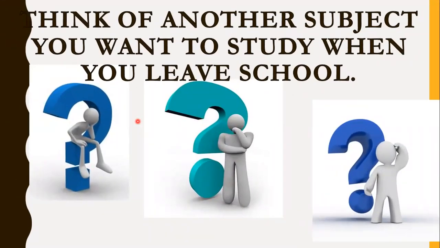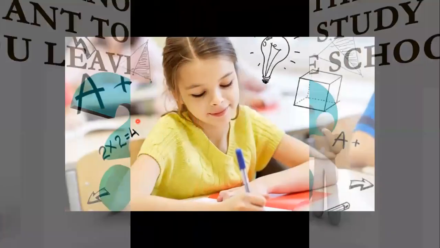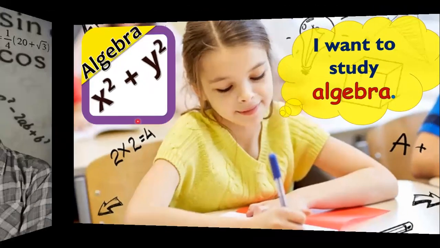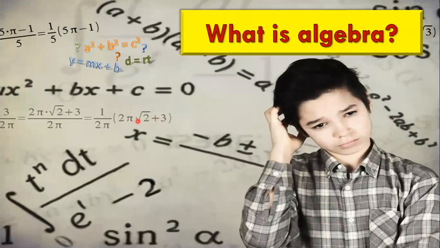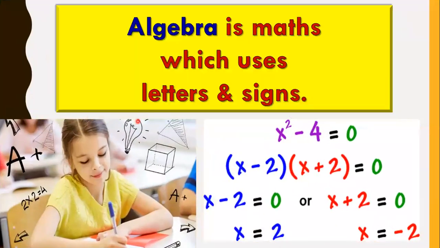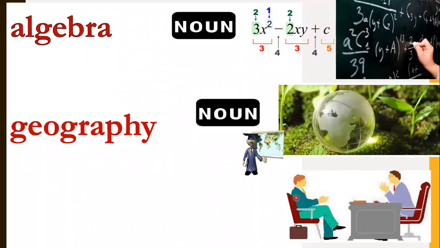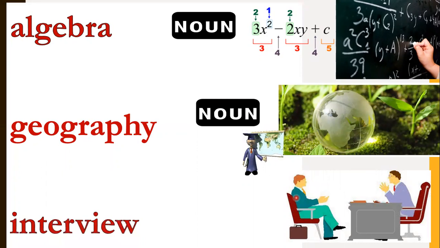Now think of another subject. We have medicine, we have business, and we have math and algebra. So what do you mean by algebra? Algebra is math which uses letters and signs. You can find it here. High school students study algebra in their school. So we have only here in this lesson just three words: algebra, geography, and interview.